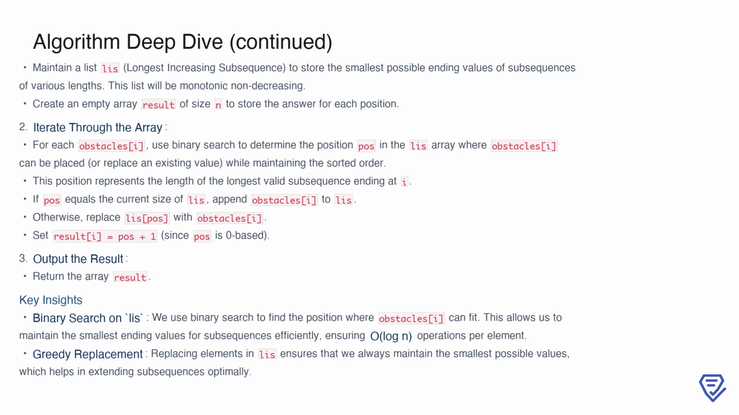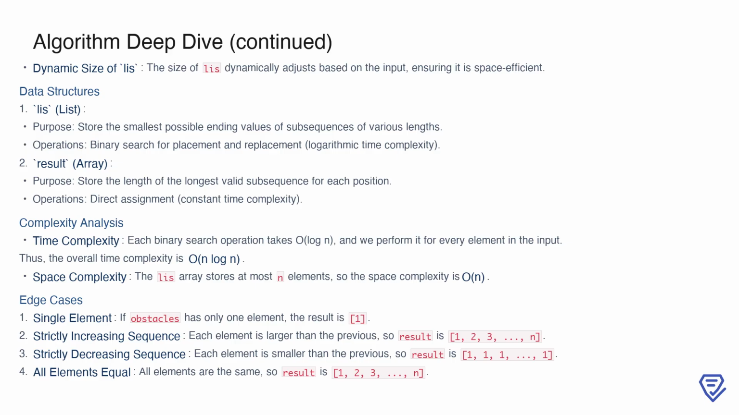After determining the position, we update the result array at the current index with the position value incremented by 1, since positions in least are zero-based. Once the iteration is complete, the result array contains the desired output for all indices. An important aspect of this approach is how the data structures least and result work together. The least list dynamically grows and shrinks based on the input, making it space efficient. It stores the smallest possible ending values for subsequences, allowing us to find the optimal placement for each obstacle in logarithmic time. The result array, on the other hand, stores the computed lengths for each position and is updated in constant time during the iteration.